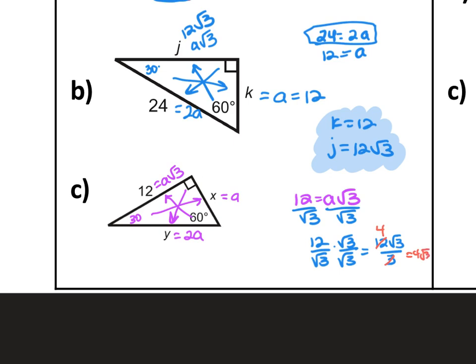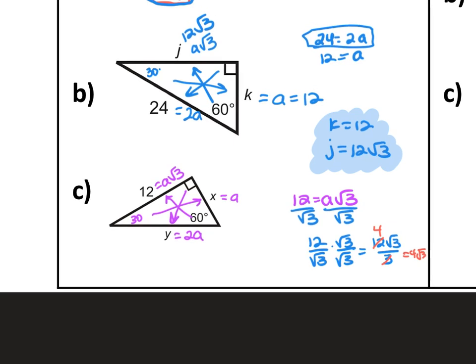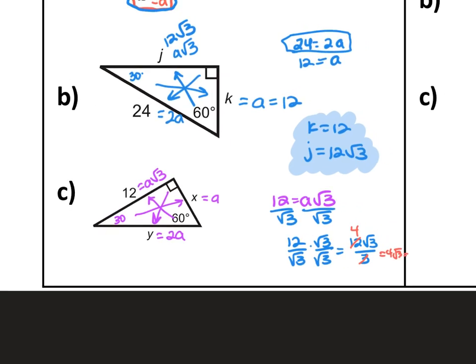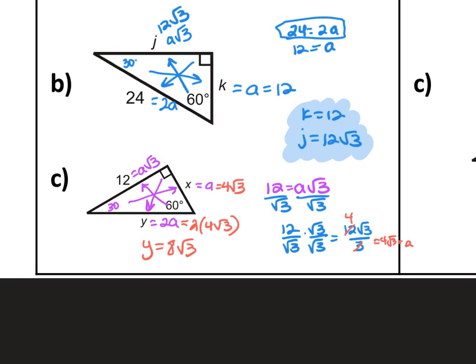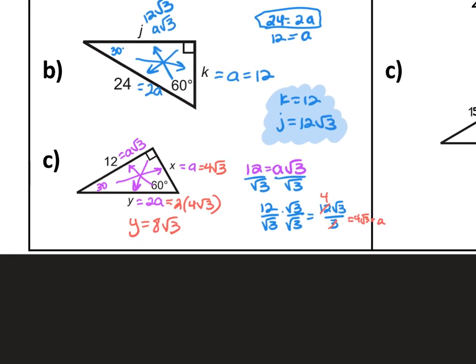So that's A. For this side I don't multiply by 2. This would be 4 root 3. This side I have to do 2 times 4 root 3. Across the 60 is A root 3.